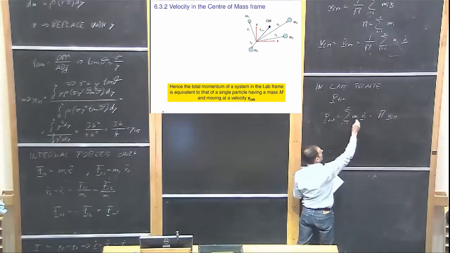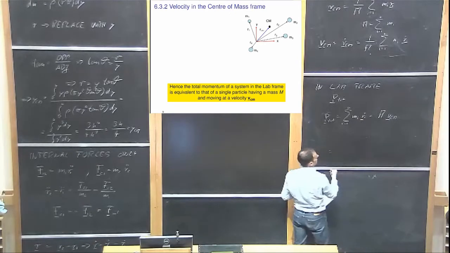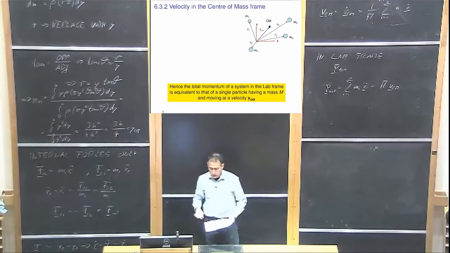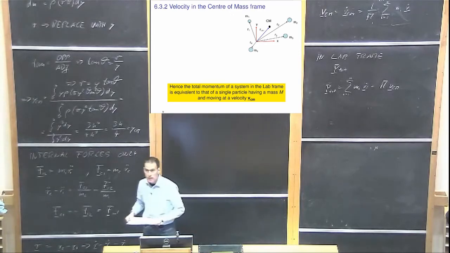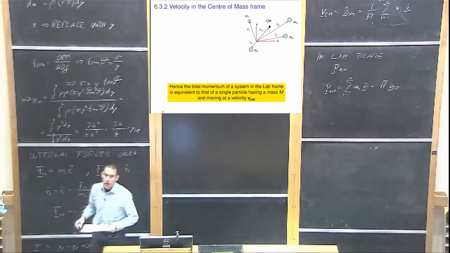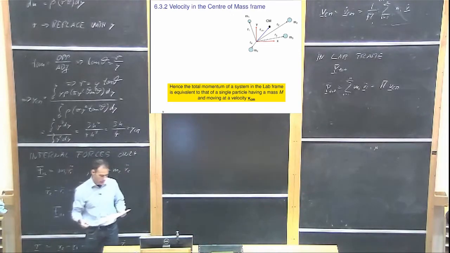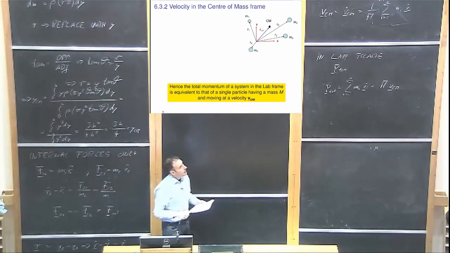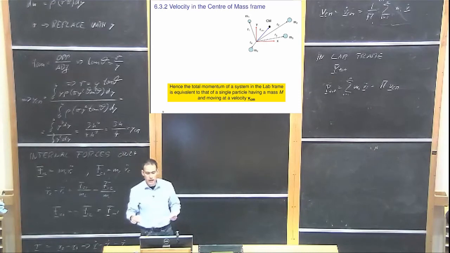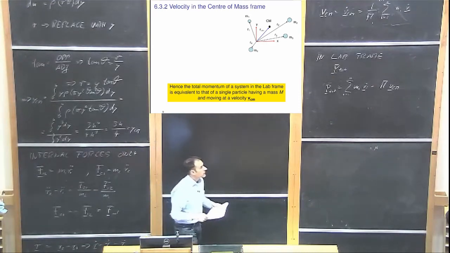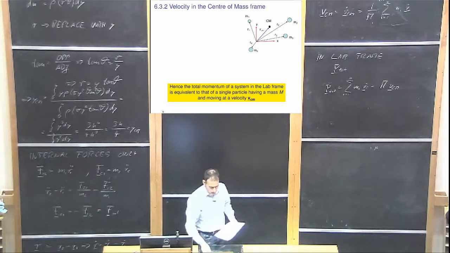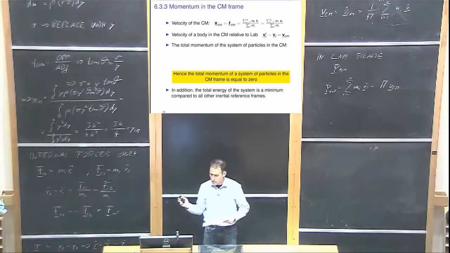And sum m_i r_i dot is m V_CM. So the total momentum of a system in the lab frame that is comprised of n point masses is that of a single particle having the mass m, so the sum of those masses, moving at velocity V_CM. We're going to make use of that quite some time.